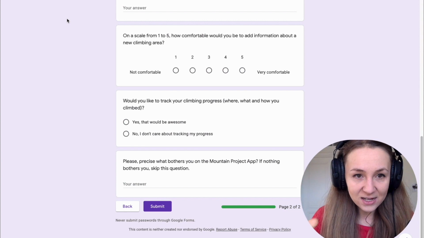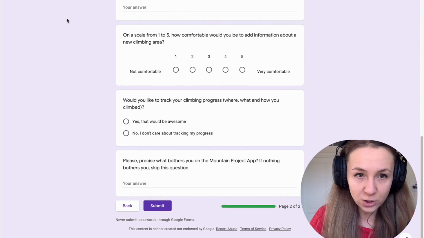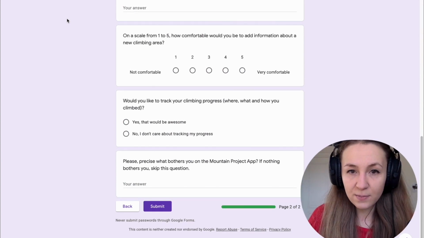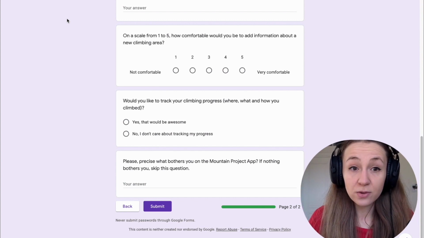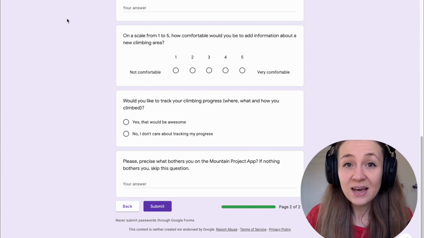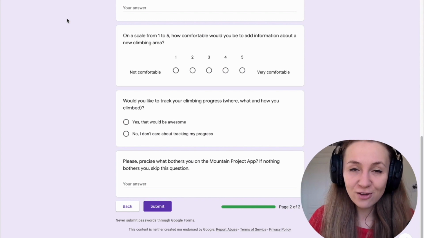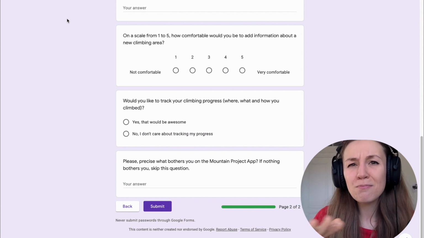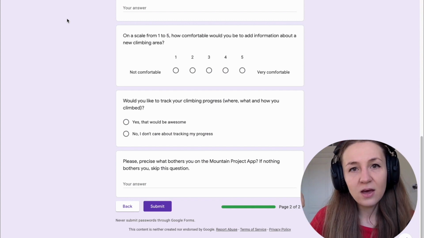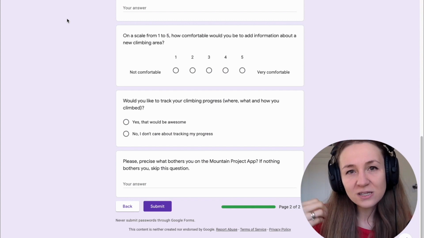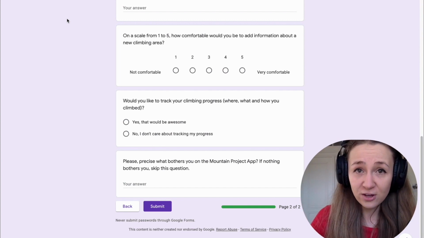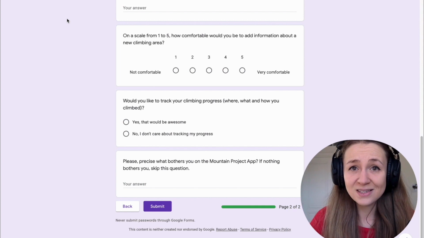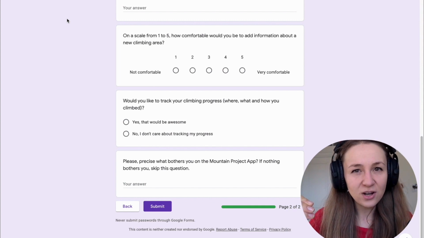Without any extra ado, let's proceed. The last question I want to cover today is, would you like to track your climbing progress? Where, what, and how you climbed? Yes, no. I would say this question is wrong, and I would definitely consider reframing it. Simply because when you just want to validate a feature with yes or no, in the majority of cases people will tell you yes. The problem is that people are nice, and most likely they will tell you, yes, it's great, it's nice to have. But when you spend your time developing the feature and then it turns out that nobody uses it, it's just because it was nice to have, but it's not a core thing.